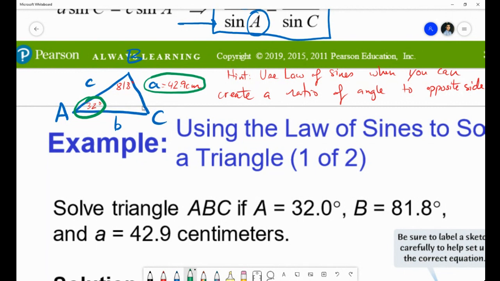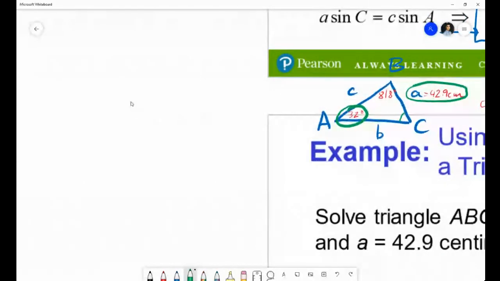Now, I can easily find angle C, so I don't really need a law of sine for that, because we know that the sum of all of the angles of a triangle equals 180 degrees. So I know that 32 plus 81.8 plus angle C equals 180 degrees. So go ahead and find C. Type the answer in your chat. I'll give you a minute to catch up. And write the answer in the chat when you're done.